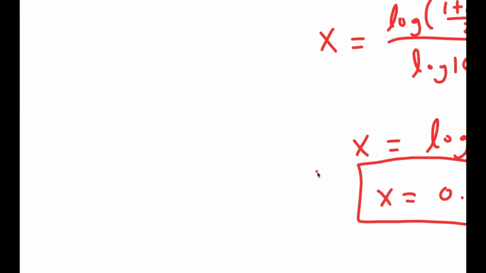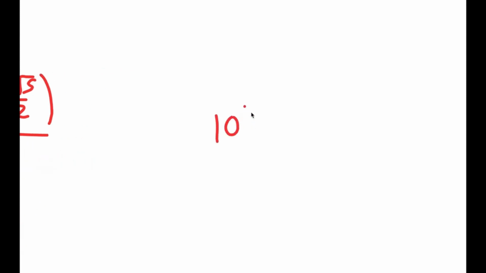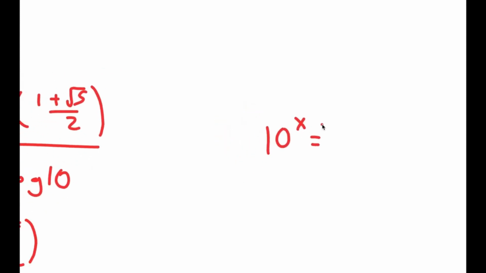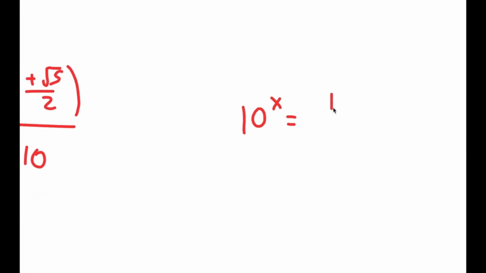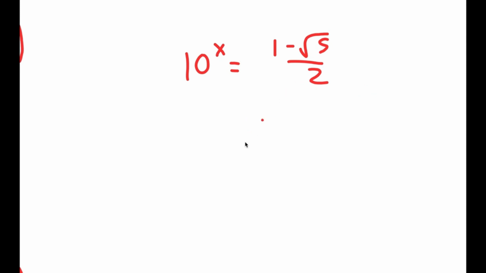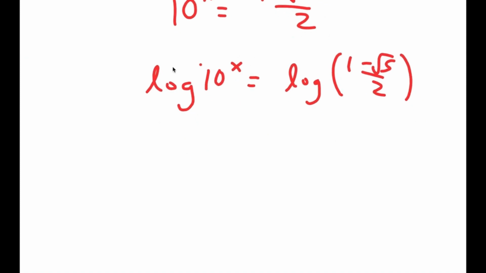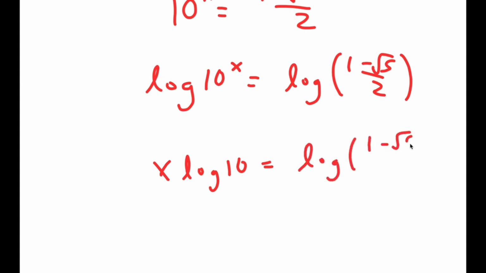However, don't forget that we have the equation 10 to the power of x is equal to 1 minus the square root of 5 over 2. So to solve this, we're doing the same thing. We're going to be using logarithms. So I get log 10 to the power of x is equal to log of, this time 1 minus the square root of 5 over 2. Now I can move x down, so I get x times log 10 is equal to log of 1 minus the square root of 5 over 2.